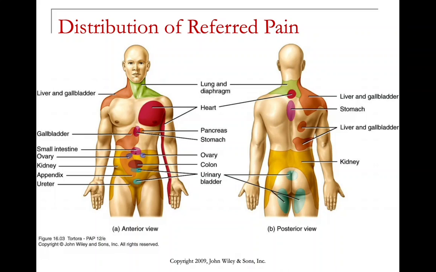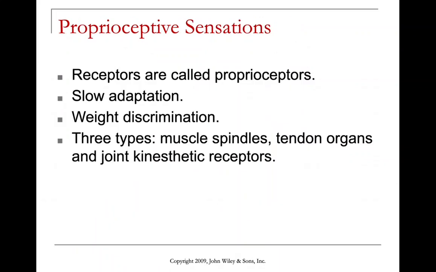So this is showing some of the referred pain patterns. These can be kind of interesting. So proprioceptive receptors are slow to adapt. They give weight discrimination. There are 3 types: muscle spindles, tendon organs, and joint kinesthetic receptors.